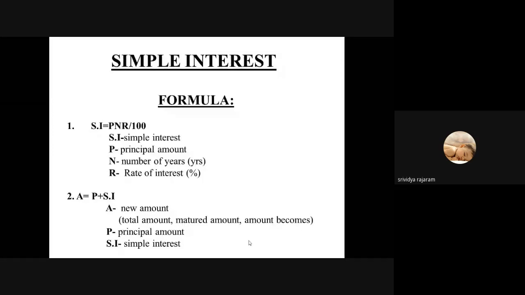So the simple interest formula is nothing but PNR by 100. Why the 100 is there: the rate will always be represented in the form of percentage. Percentage is nothing but, if it is 5 percent, it means 5 by 100, right? So in order to indicate that percentage, we are dividing PNR by 100. Clear with the first formula?